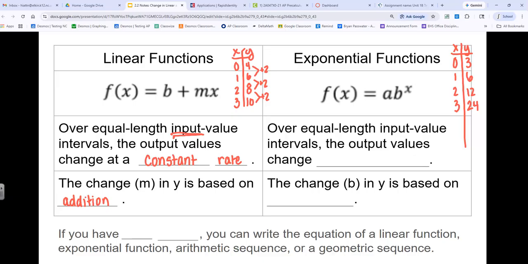So if I think about what's happening here, now I can see, hopefully, what I'm doing each time. What am I doing to get from 3 to 6 and then 6 to 12 and 12 to 24? I'm multiplying by 2. In fact, if we want to fill in this, the change in y is based on multiplication.